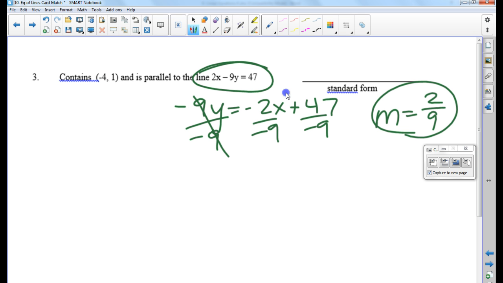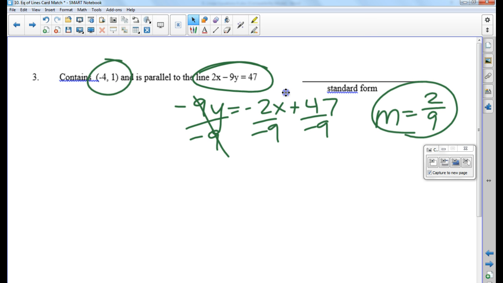So Chris, what do we want our slope to be if we want to be parallel to a slope of 2/9? Same thing, 2/9. You don't touch it. You don't change it. You don't make it negative. You don't do anything to it. So we've got a slope and we've got a point. Where do we go? Point, slope.